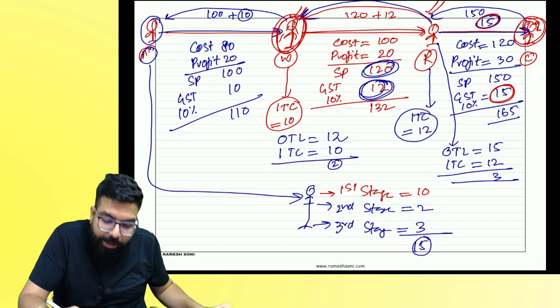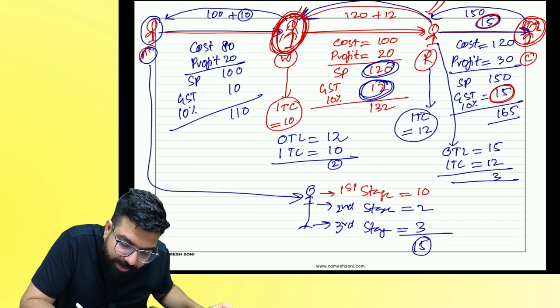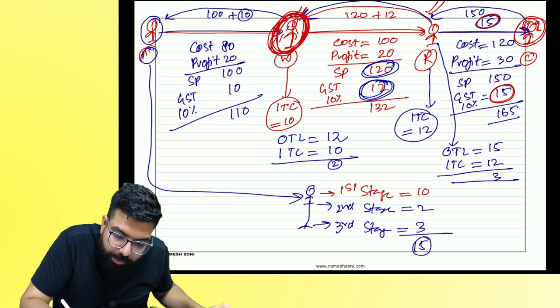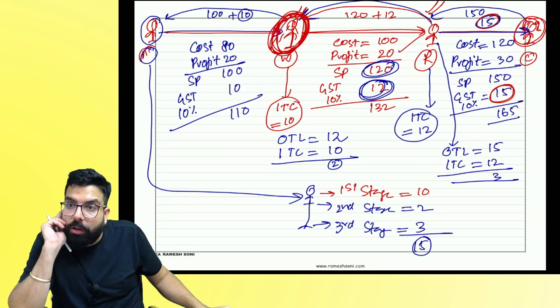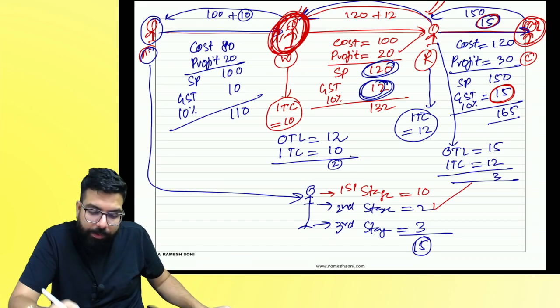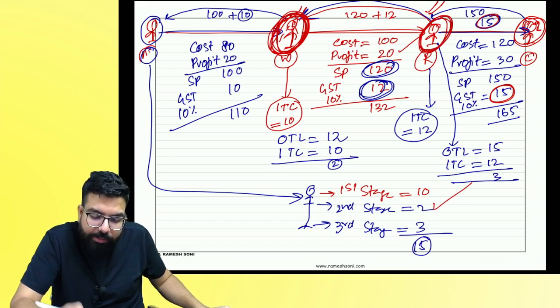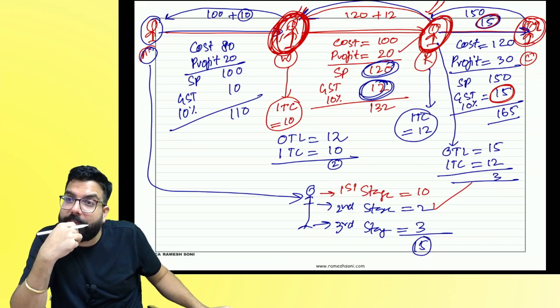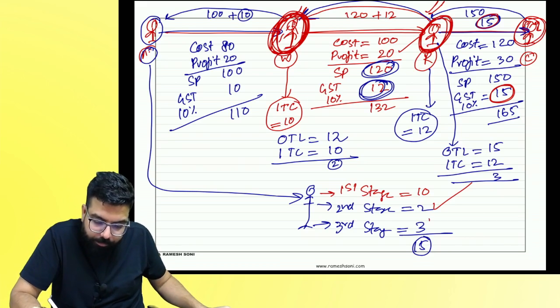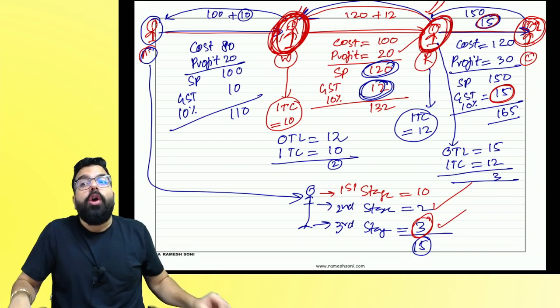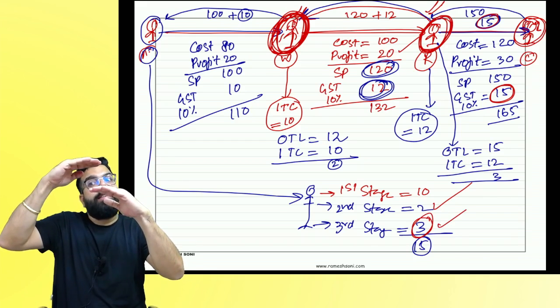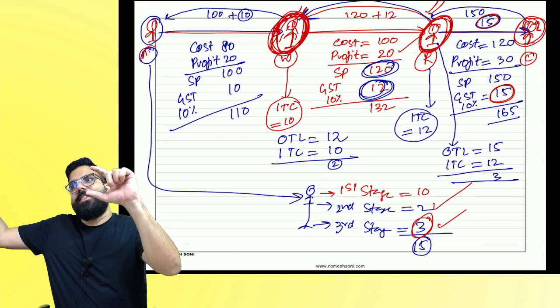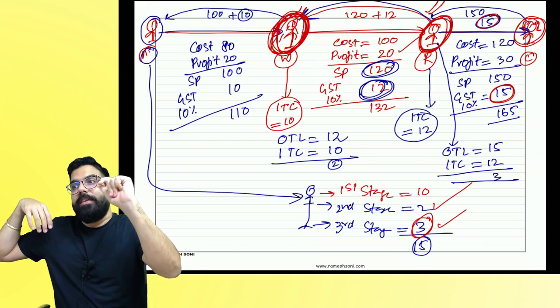Listen, can you tell me how much value addition this guy did? 20 rupees. On that, 10% means how much? Government got 2. How much value addition did this guy do? 30. 30 by 10% is how much? Government got 3. Whenever you do any value addition, government will get the tax. Are you guys able to understand?